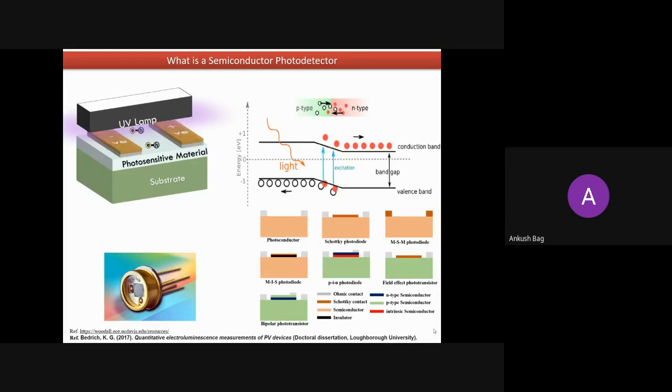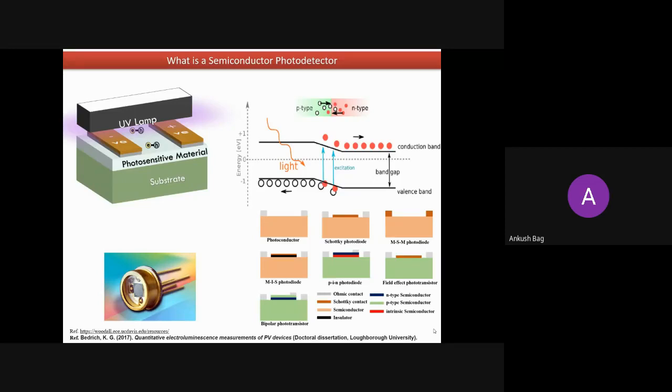When we shine this UV light on a semiconductor, whenever the photon energy is greater than the band gap of the material, it takes one electron from the valence band to the conduction band. That means essentially you produce one electron hole pair in the photosensitive material. That's the working of any photosensitive material.